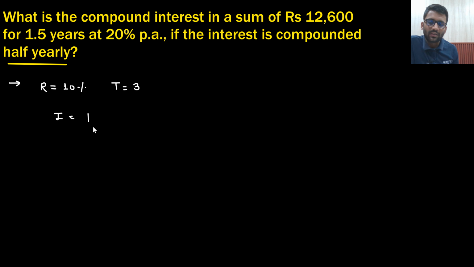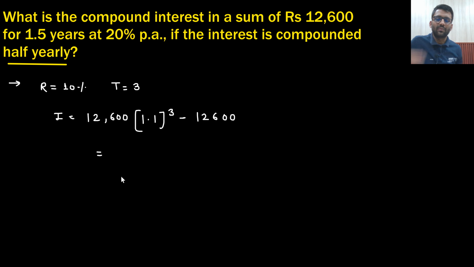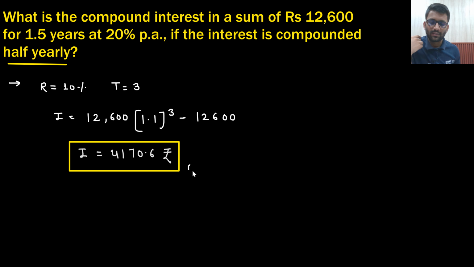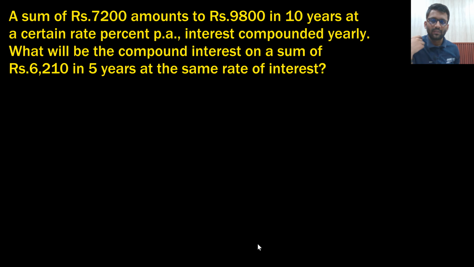So what will be your interest? How much will I pay? 12,600 at 10% after 3 years, minus 12,600. That's it. So 1.1 cube minus 1, into 12,600. So 4170.6 rupees. This is the interest. This is the answer. Let's see the next one.